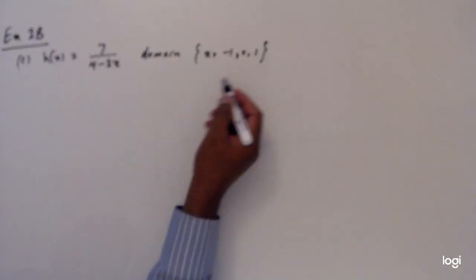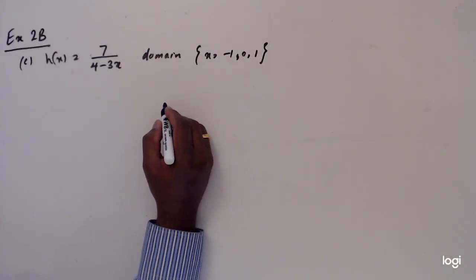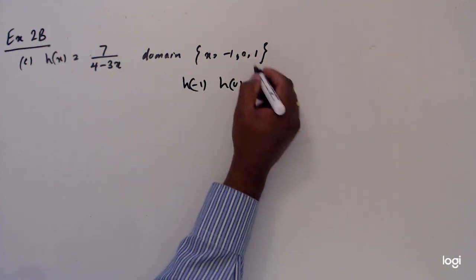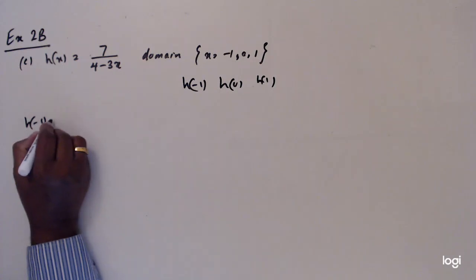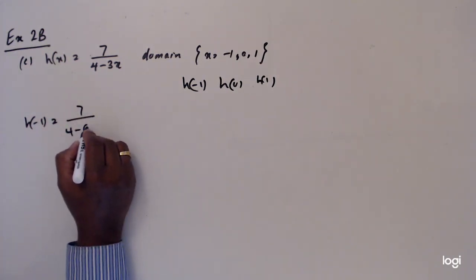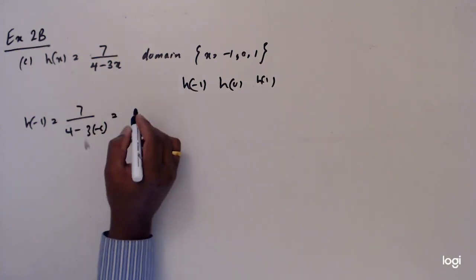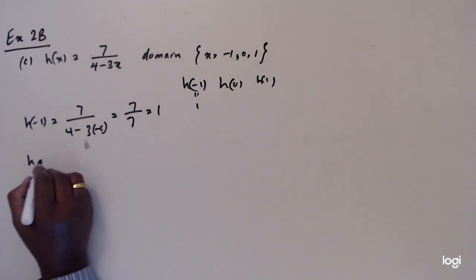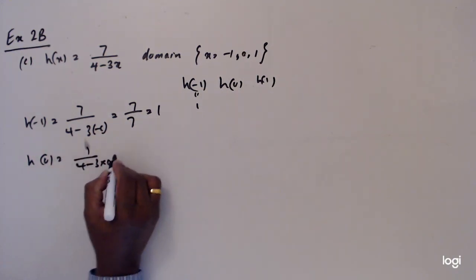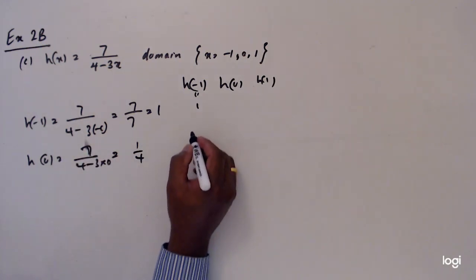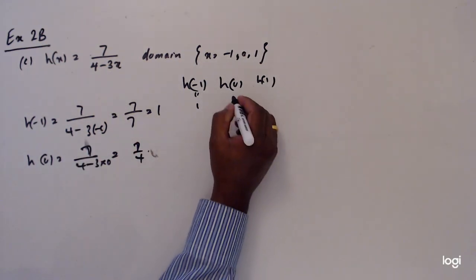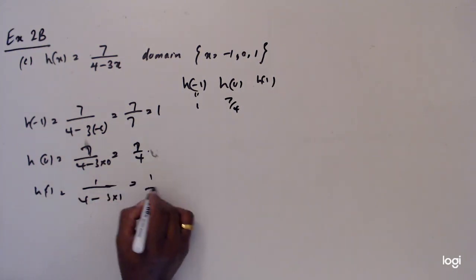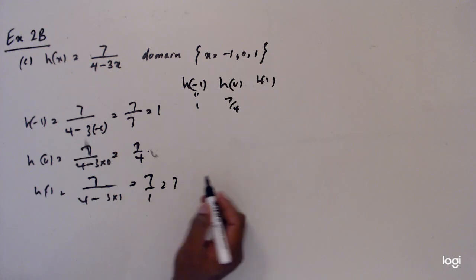Now the domain is given, so we'll find the range values first to get an idea. We want to find h(-1), then h(0) and h(1). So h(-1) equals 7 over (4 minus 3 times -1), that is 7 over 7, which is 1. Then h(0) is 7 over (4 minus 3 times 0), that is 7 over 4. And h(1) is 7 over (4 minus 3 times 1), that is 7 over 1, which is 7.